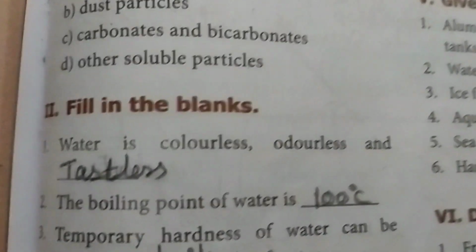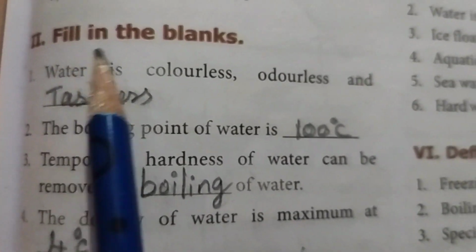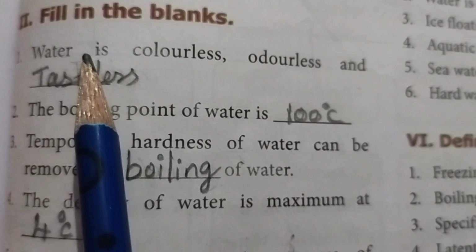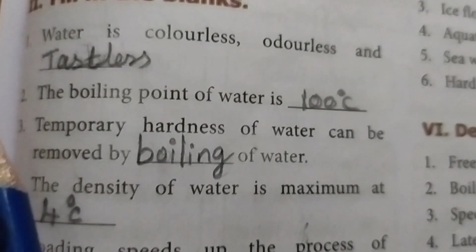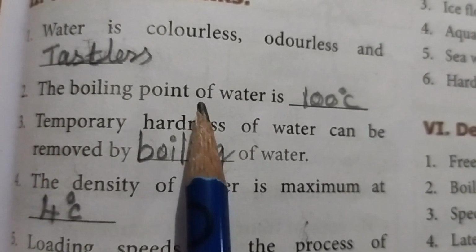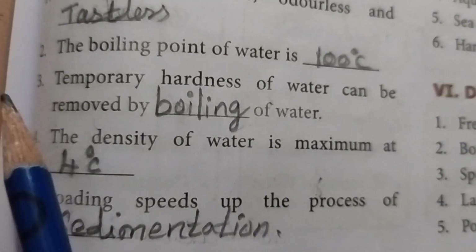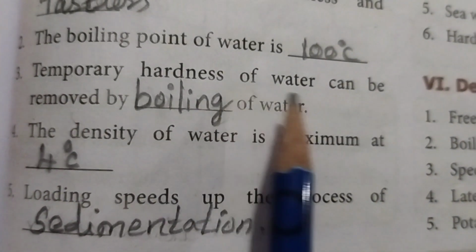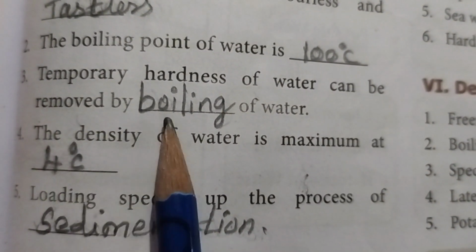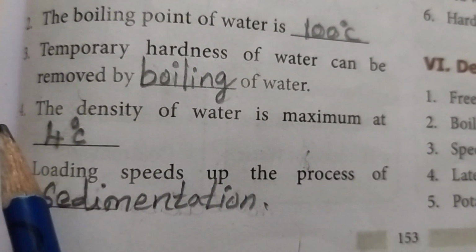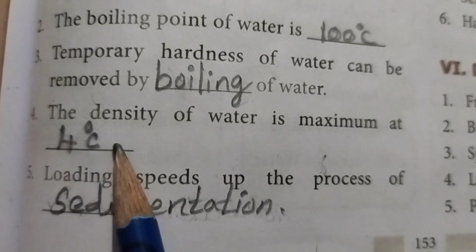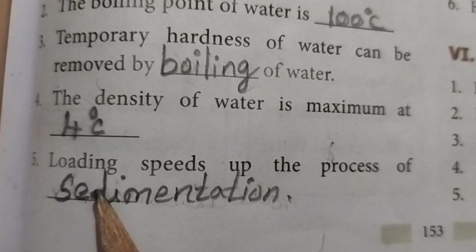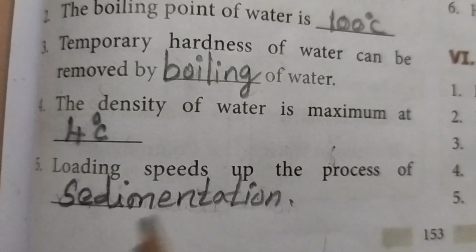Then second Roman letter, fill in the blanks. First one, water is colorless, odorless and tasteless. Second one, the boiling point of water is 100 degrees Celsius. Third one, temporary hardness of water can be removed by boiling of water. Fourth one, the density of water is maximum at 4 degrees Celsius. Fifth one, loading speeds up the process of sedimentation.